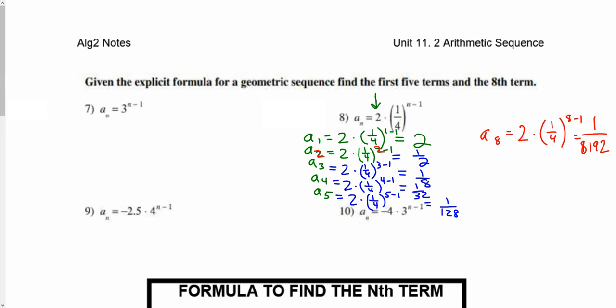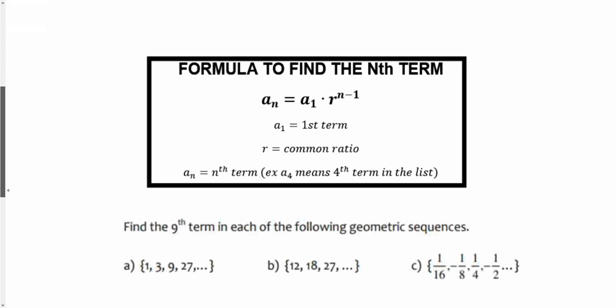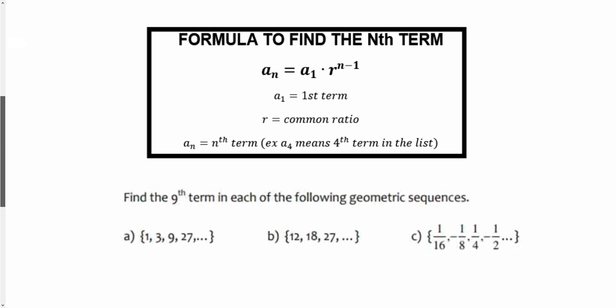I don't really want to do a second one of those because that's a lot of writing. So we'll move on. Okay, this is the formula to find the nth term, which is basically the same as the explicit formula. The a sub 1 means the first term, the r is the common ratio, and then the n is whatever number you're trying to plug in.